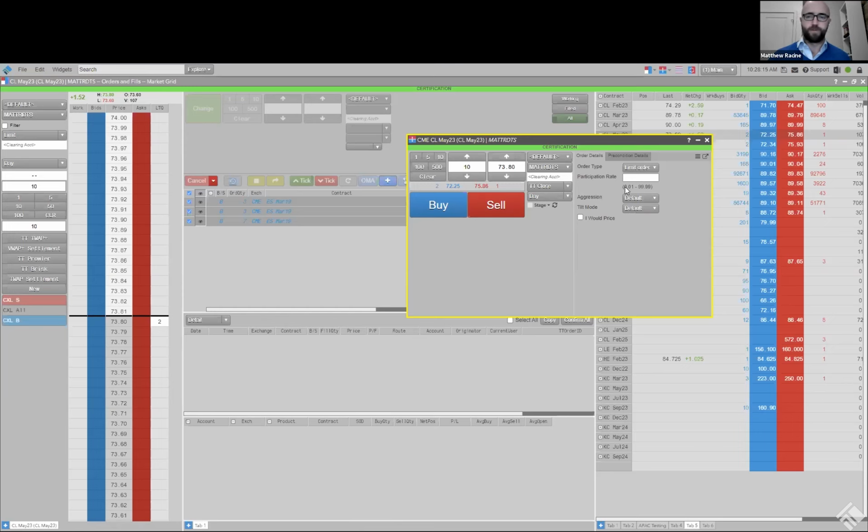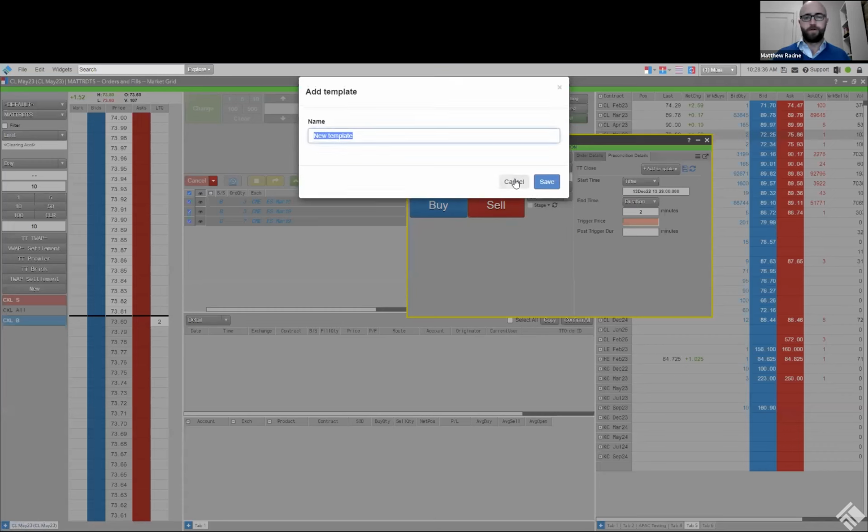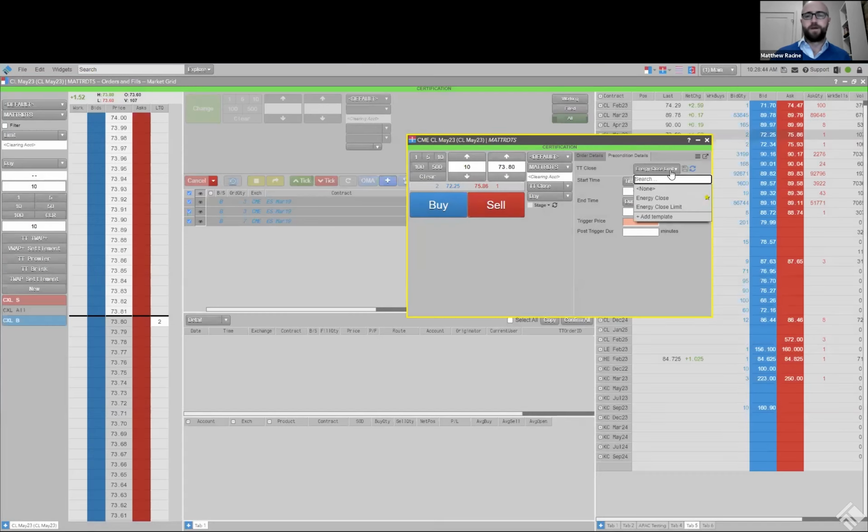If I want to make sure I'm always placing limit orders for some protection, if I'd like to make sure I don't cause too much market impact, I can optionally cap that. But really setting this up, I can see I've already got a template saved here called energy close. But if I wanted to, create a new setting and say this is energy close limit, I've got the ability to create these different features, save those as defaults, and then really simplify the workflow as much as possible.